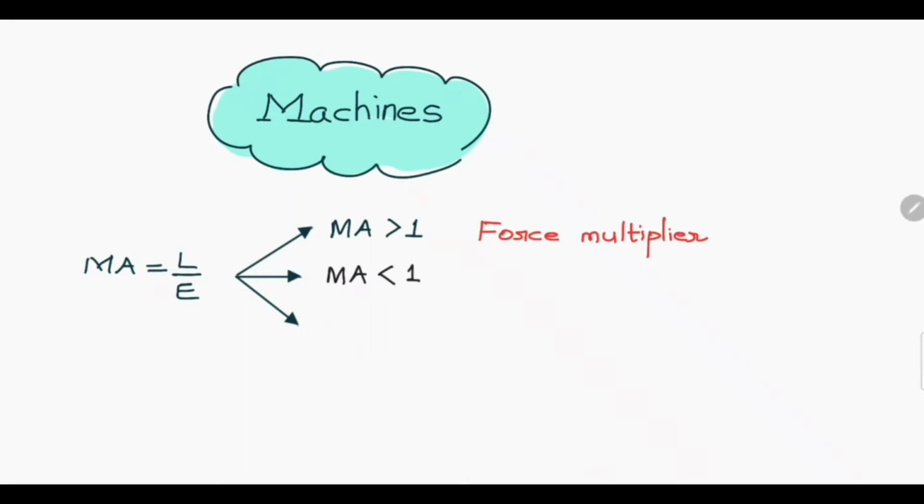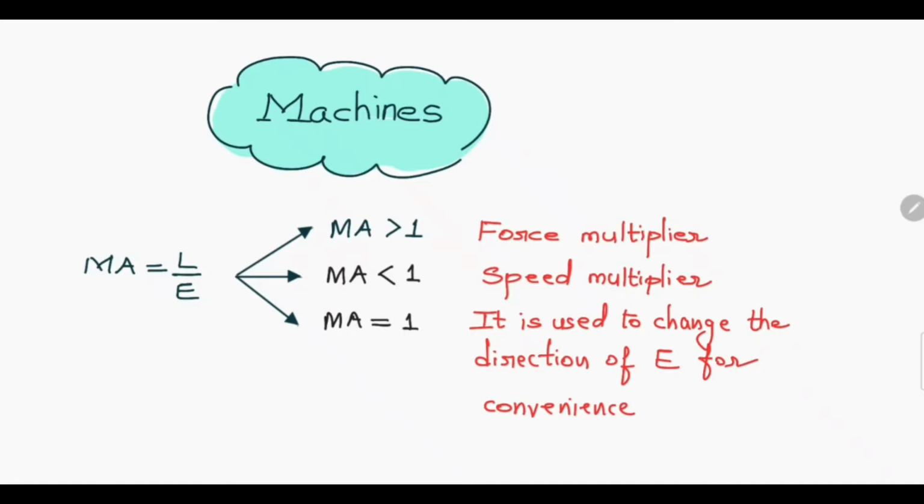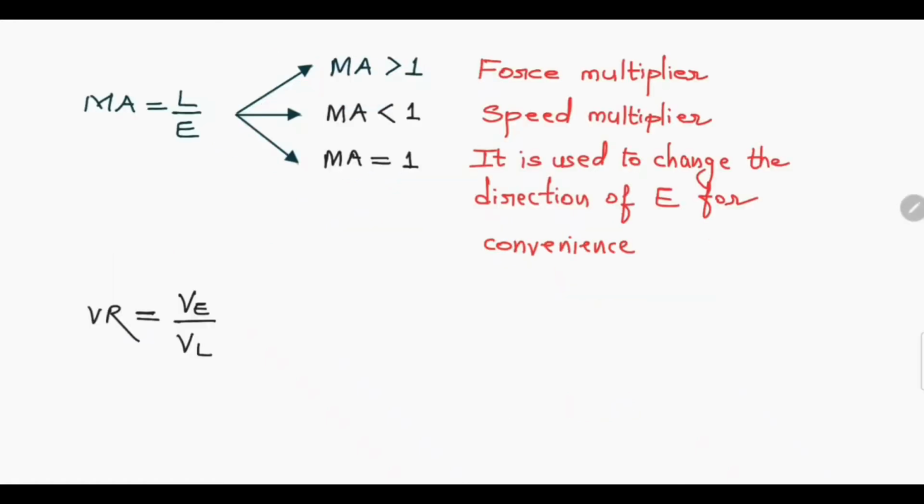If MA is less than 1, then we call such a machine a speed multiplier. It is used for gain in speed. And if a machine has mechanical advantage equal to 1, then we use it to change the direction of effort for convenience. Next formula is velocity ratio.